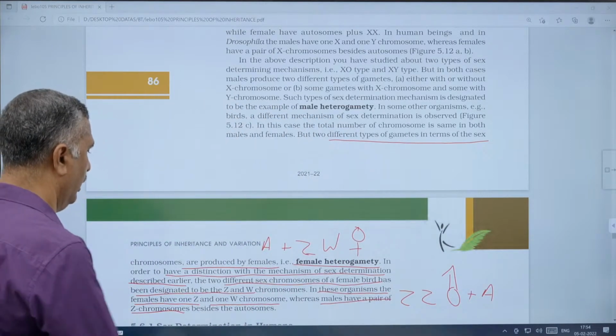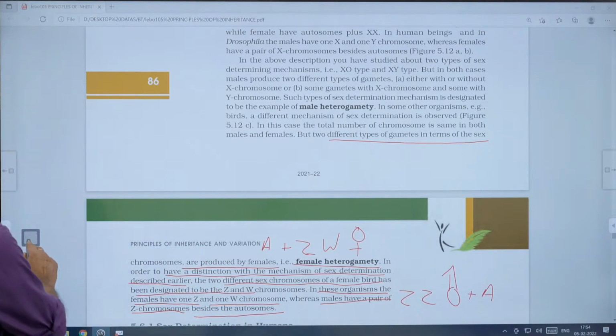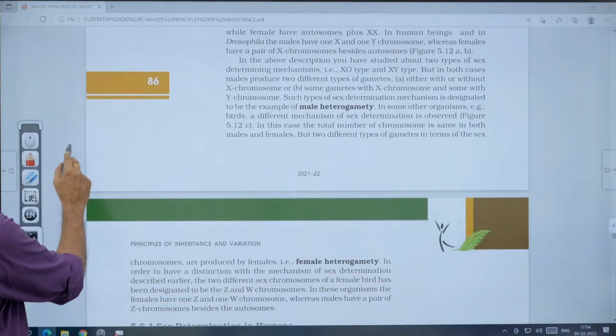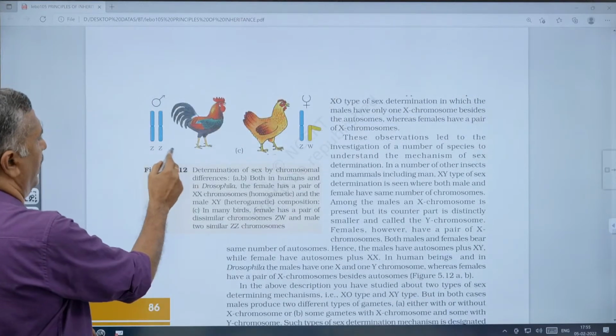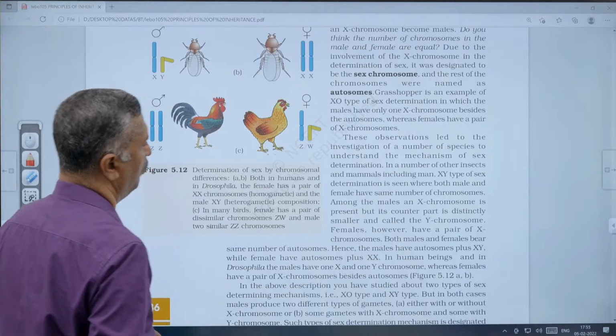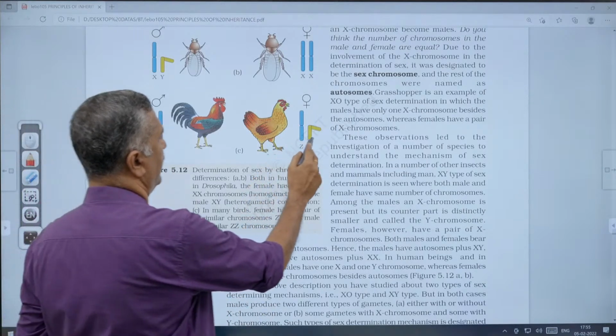Females have two types of sex chromosome, that is Z and W, besides the autosomes. This third sex determination mechanism is called the ZZ-ZW mechanism, seen in birds. Here the males are homogametic and females are heterogametic, that is Z and W.